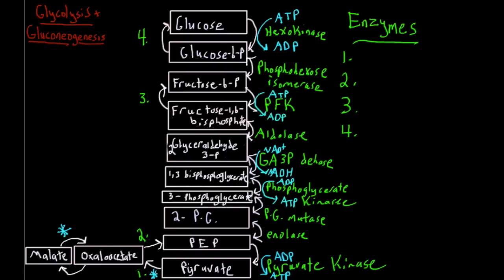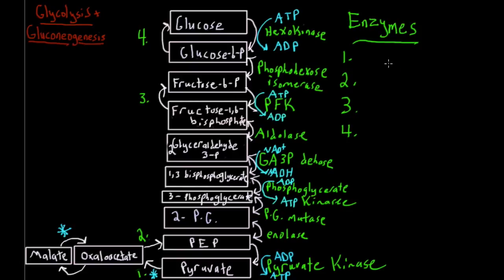So now we go from pyruvate into the mitochondrial matrix to create oxaloacetate. Oxaloacetate gets converted to malate. Malate gets taken across the mitochondrial membrane again, outside into the cytosol, and there in the cytosol it can be converted to oxaloacetate, and oxaloacetate in the cytosol can then be converted into phosphoenol pyruvate.